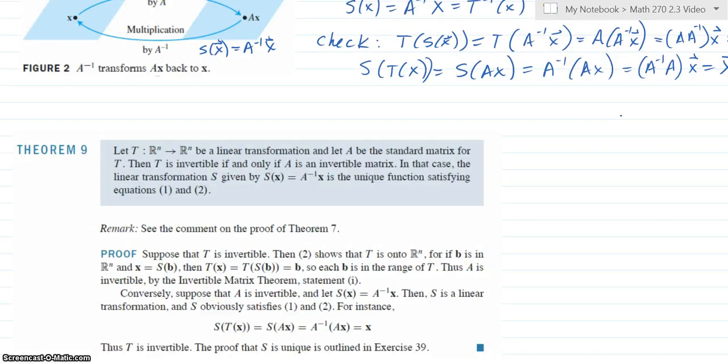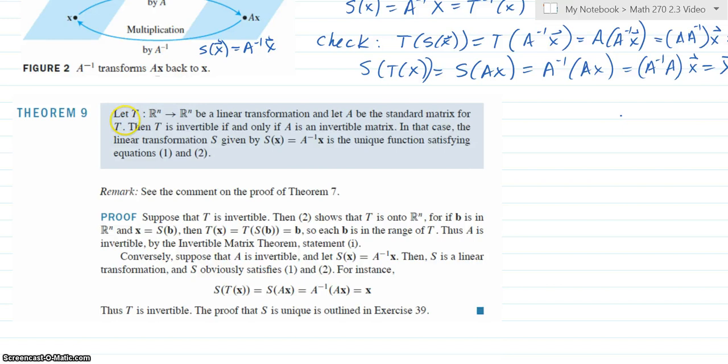Which brings us to our next theorem. It says that if T, which goes from Rn to Rn, is a linear transformation, and let A be the standard matrix for that transformation, T is invertible if and only if A is an invertible matrix. So T is invertible if and only if A is invertible. And then in that case, the linear transformation S is going to be given by, just like what we said above, A inverse x. And by the way, it's unique. You can see that it's unique in the book if you look at exercise number 39.